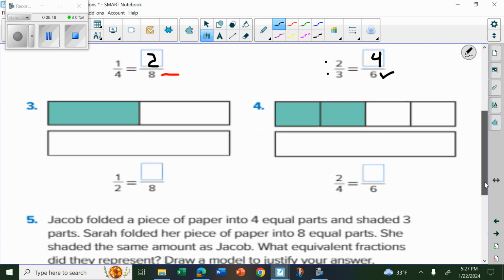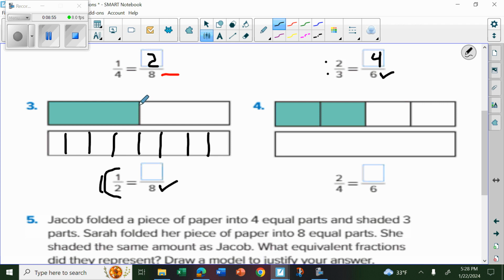Okay? Down here, I have 1/2. 1 out of 2. That's what this fraction is right here. But this one says we have to make it into 8 parts. So let's make it up into 8 parts. I do it this way because I get it somewhat even. 1, 2, 3, 4, 5, 6, 7, 8.